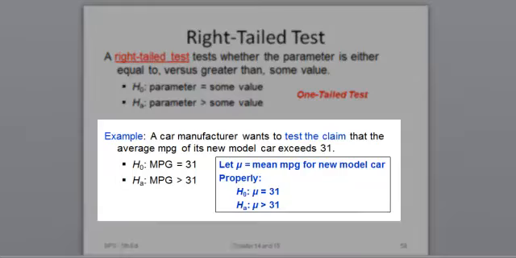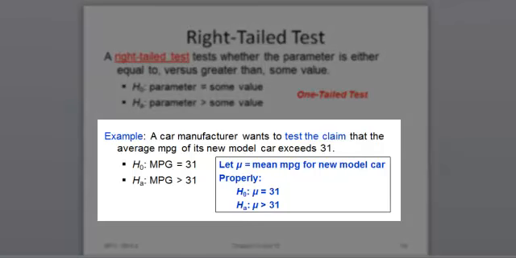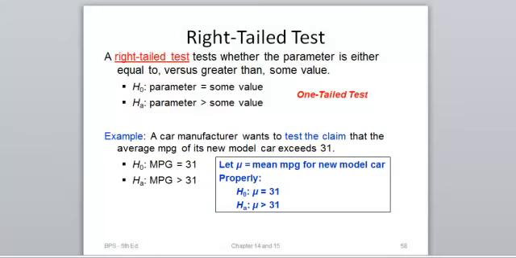So let's look at an example. A car manufacturer wants to test the claim that the average miles per gallon of its new model car exceeds 31.